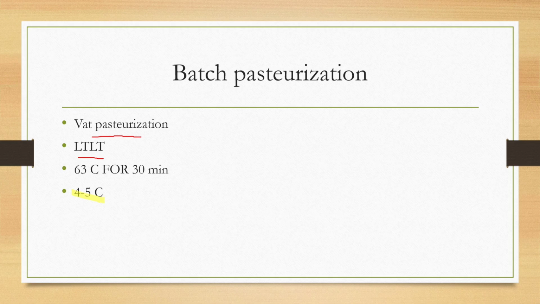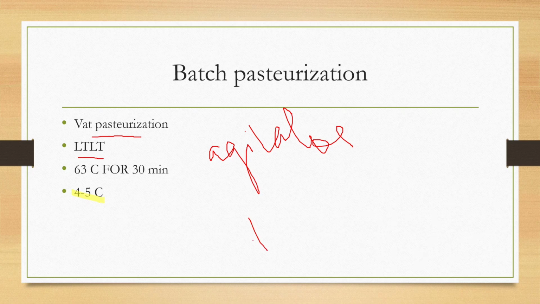So what does this vat pasteurizer consist of? An agitator. That is why it is called batch pasteurization, because it is done in a vat pasteurizer, and this pasteurizer would contain an agitator and a thermometer.